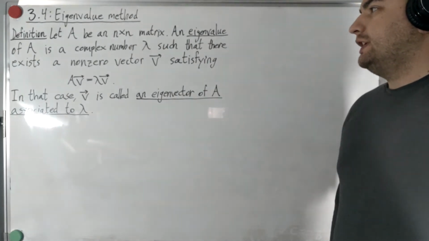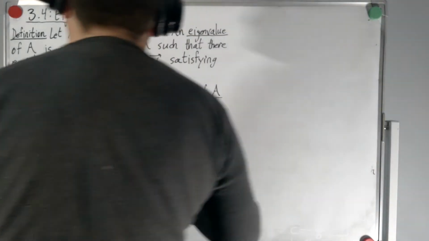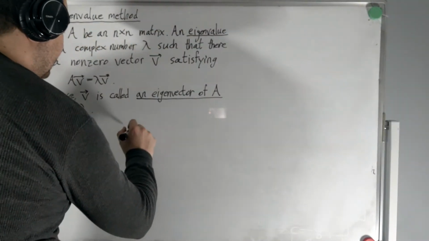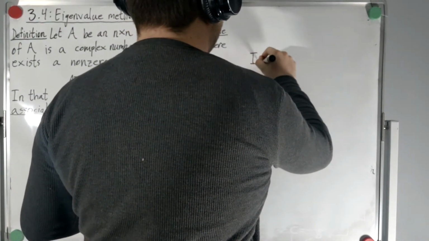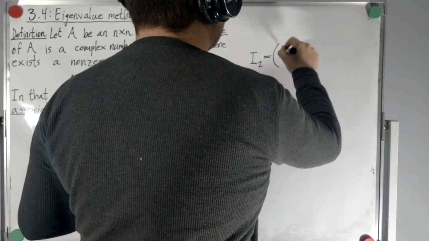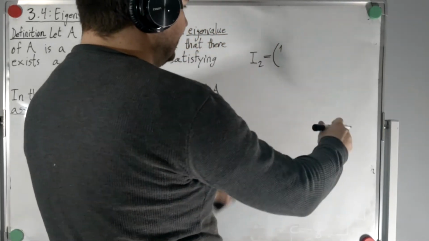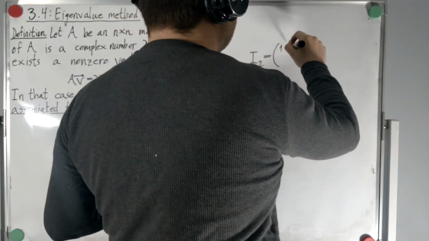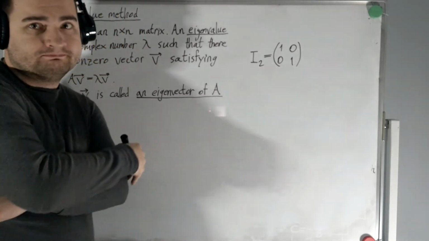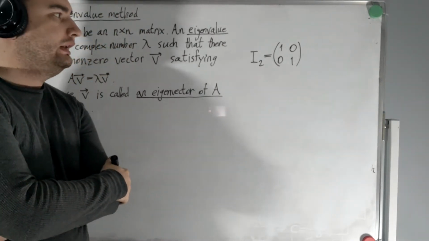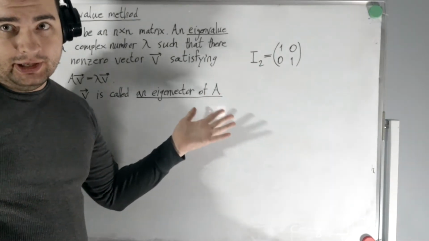So the simplest example of an eigenvalue would be if I take what's called the 2 by 2 identity. First of all, I should define this for you. The n by n identity matrix looks like ones along the diagonal and zeros elsewhere. So the 2 by 2 identity matrix is 1, 0, 0, 1. And it's denoted by I2 for 2 by 2 identity matrix.